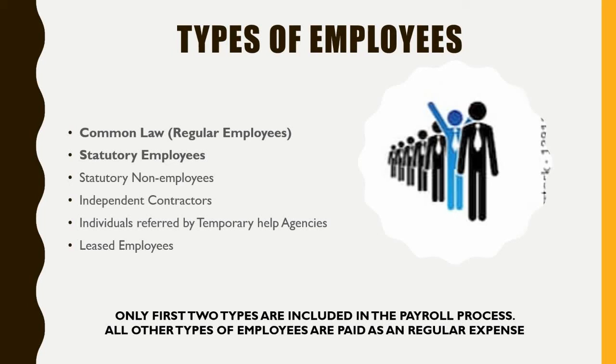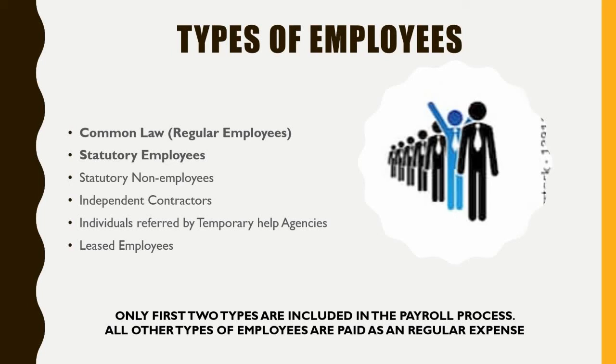But the reason why I highlighted your common law and your statutory employees is these two people are the people that are actually going to show up on your payroll. Everybody else are mere expenses to the company. You just write them off as an expense. You just pay them as an expense. You don't consider anything about them, okay?